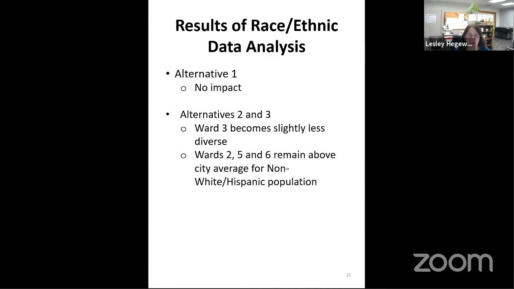So the bottom line is that with alternative 1, there's really no impact to be seen. Alternatives 2 and 3, Ward 3 is becoming slightly less diverse, but in the end, Wards 2, 5, and 6 are still remaining above the city average for non-white and Hispanic population. So that's really not changing.